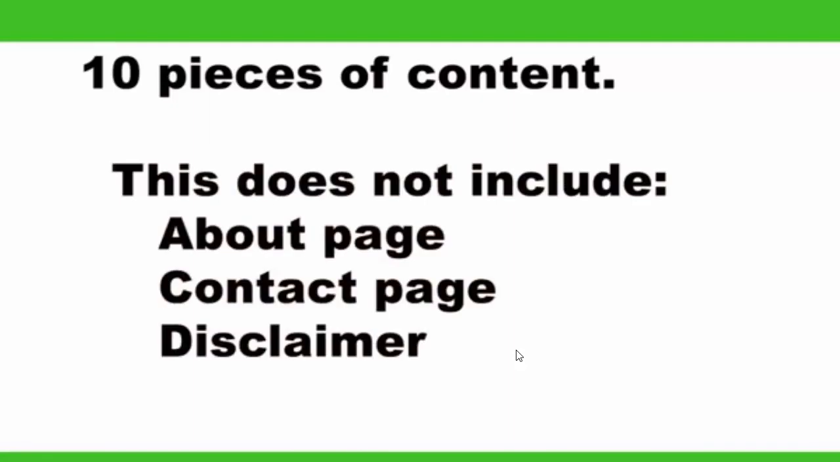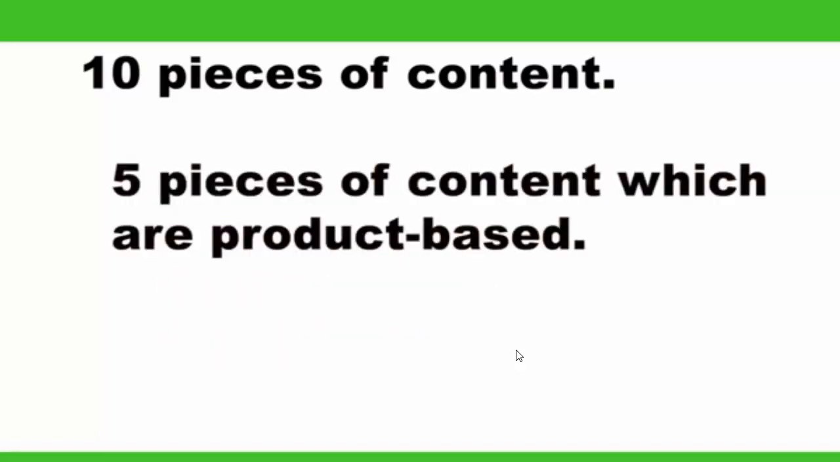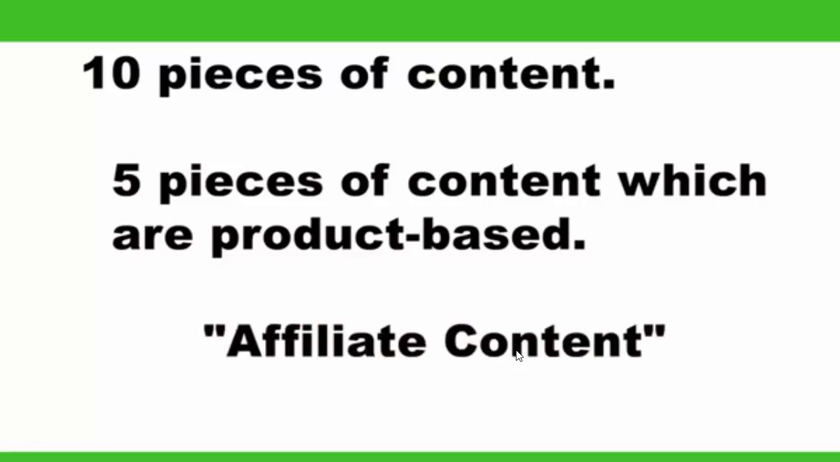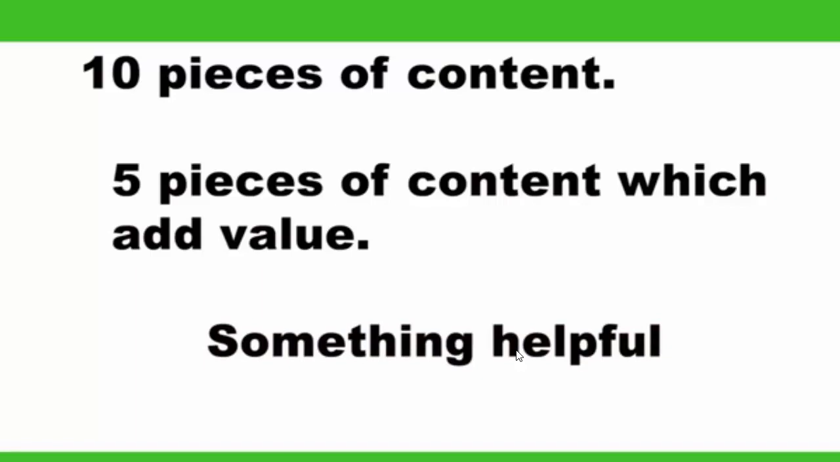First, the 10 pieces of content don't include your about, contact, or disclaimer pages. Second, we're going to keep this super simple. Publish 5 pieces of content that are product-based, so those can be thought of as affiliate content. Then, publish 5 pieces of content that add value. That is to say, this content will tell the visitor something helpful.